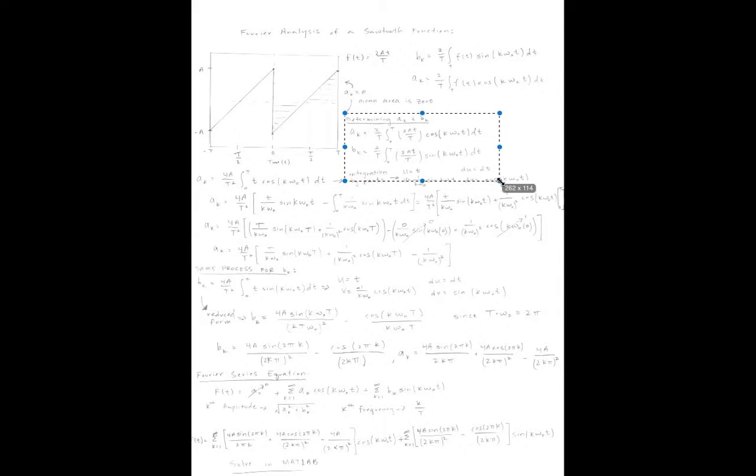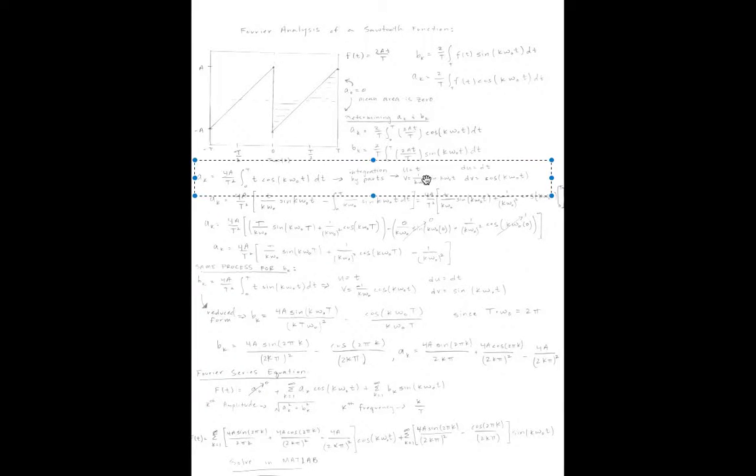So as we determine what a naught and b sub k will be here, we know that a naught is 0 here because the mean area of 1 period, the area above the curve, is equal to the area below the curve. So the mean area is going to be 0. Your a sub k variable is going to be solved with an integration by parts. We have our known variables taken out, and we're left with a t multiplied by a cosine of t. So it's an integration by parts.